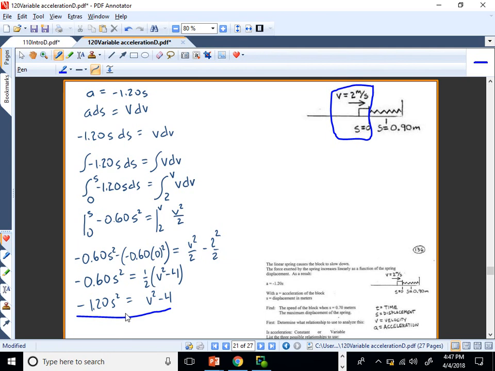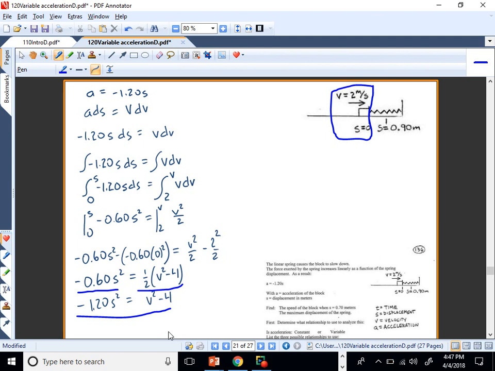And what did I do there? I just multiplied through by 2 to clear the 1/2 is what I did. So the negative 0.6s squared times 2 is negative 1.2s squared. And then the 2 times 1/2, that just cancels. So I get v squared over 4 down below there, okay? So I get down to negative 1.2s squared is v squared minus 4.